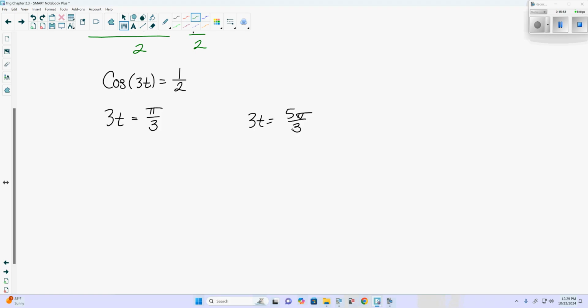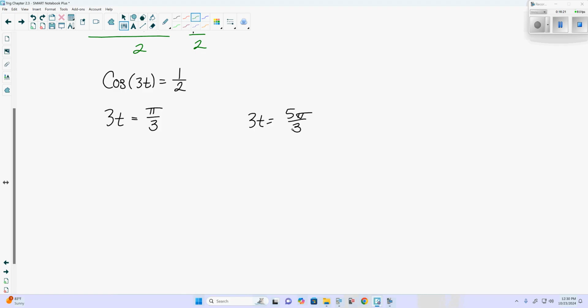So we're saying that this angle, which for us is 3t, whatever t is, when we multiply it by 3, we should get pi over 3. And whenever we also multiply it by 3, our other value should be 5 pi over 3. So have we really changed anything? No, it's the same as what we've been doing. We treat it the same.